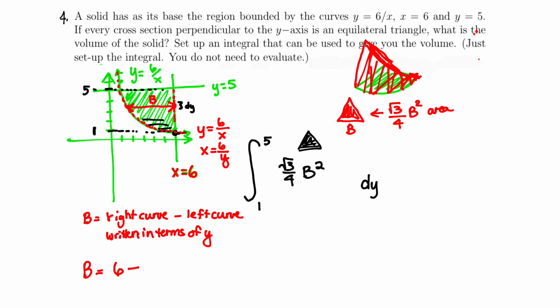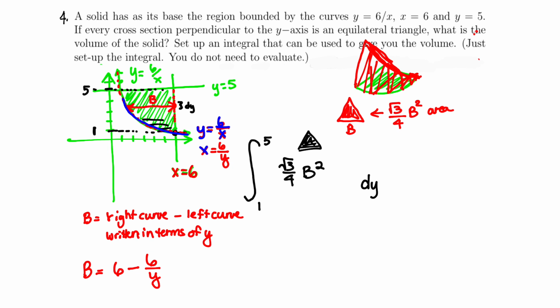Let's make sure. First multiply both sides by x, and that gives me xy equals 6. And then divide by y, right? So x equals 6 over y. So that means my left curve is 6 over y. The right curve is x equals 6. Does everybody see that? The left curve is x equals 6 over y. Everybody see that? Make sure if there's any questions. Remember, this is our chance to ask.